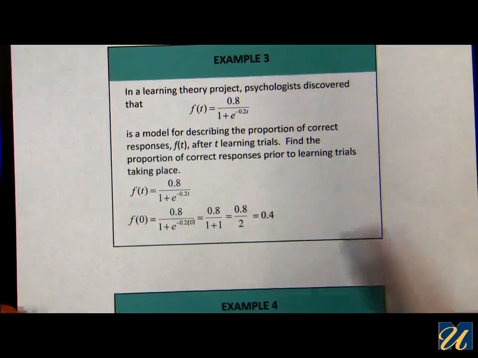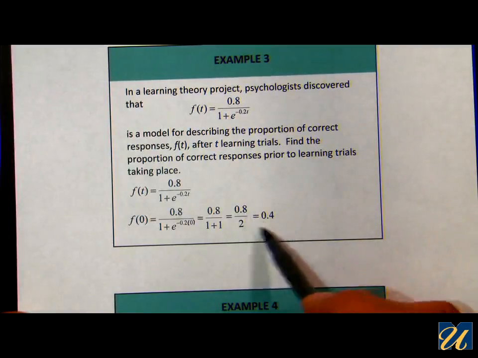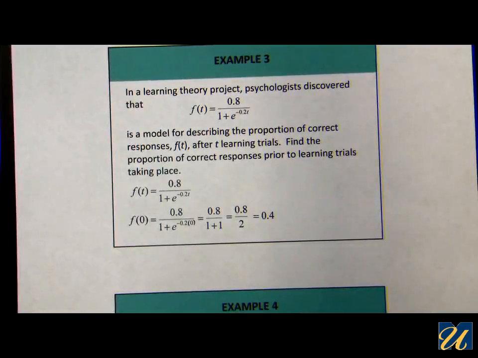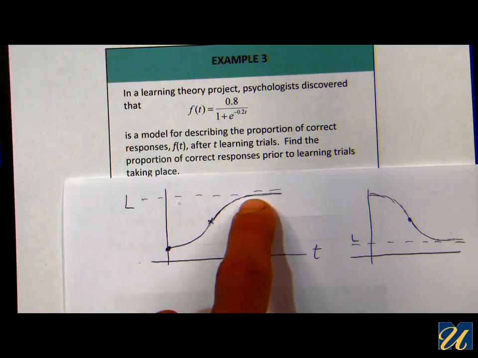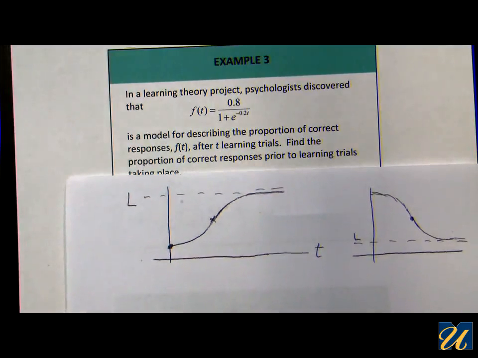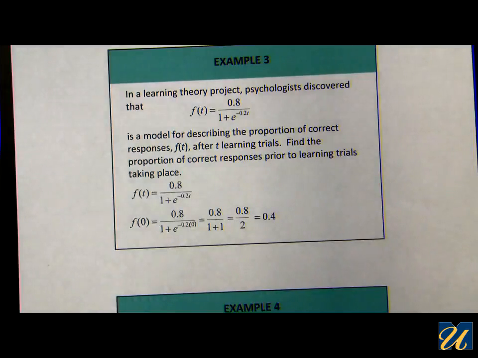So since this is the proportion, or the percentage, 40% of correct responses will be registered prior to the learning trials taking place. And we assume if this is an increasing logistic function that over time the proportion, that percentage, will increase. But only to a point, because it will have a limiting value most likely after a sufficient amount of trials. We'll take a look at an example later when we do the problems.